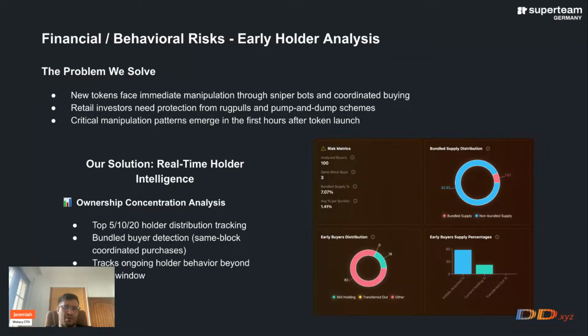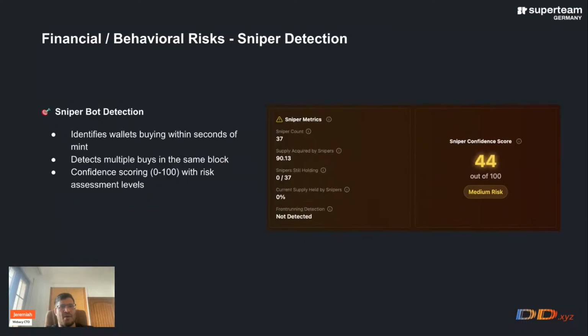This is really helpful, and a lot of people really like this kind of feature in our API. I find it really fascinating. It's really cool, so you should check it out and play around with it.